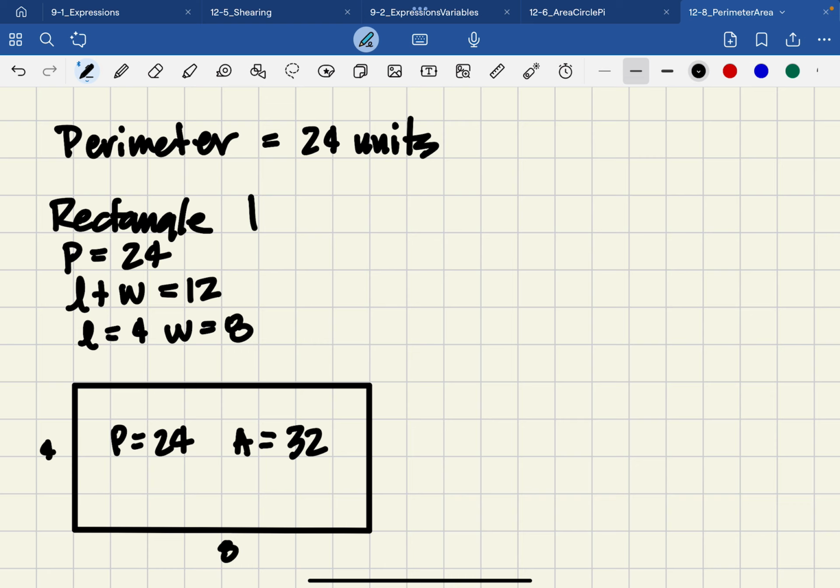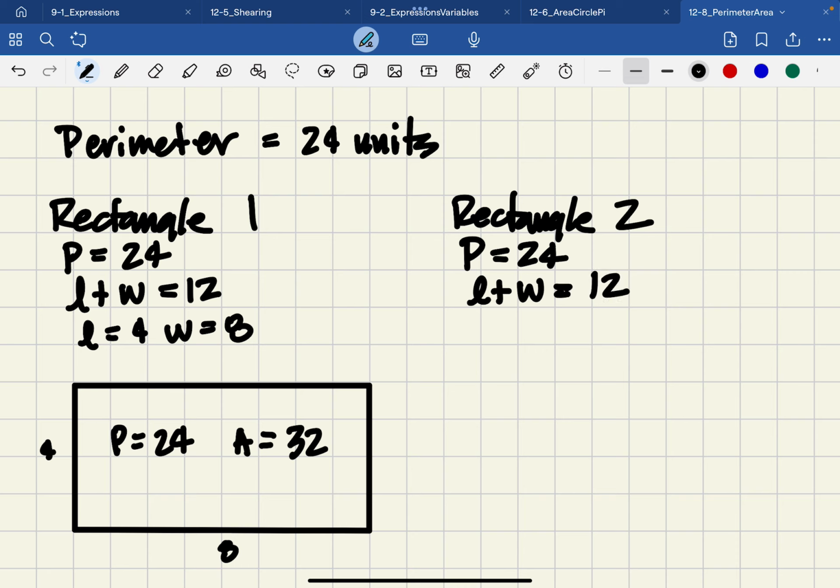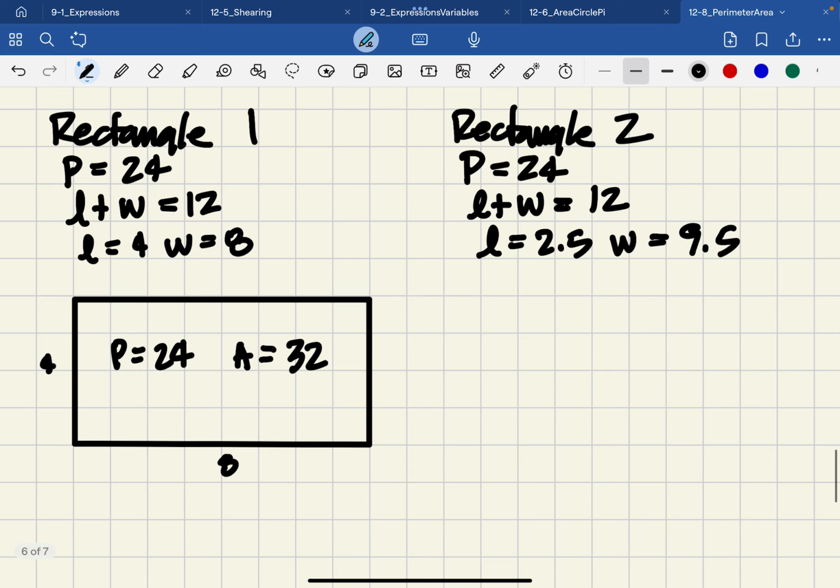Another possible one would be, let's see. I could choose a perimeter of 24 again. So length plus width has to be equal to 12. So I could let the length be equal to 2.5, and the width would then have to be equal to 9.5, right? We could do something like that.